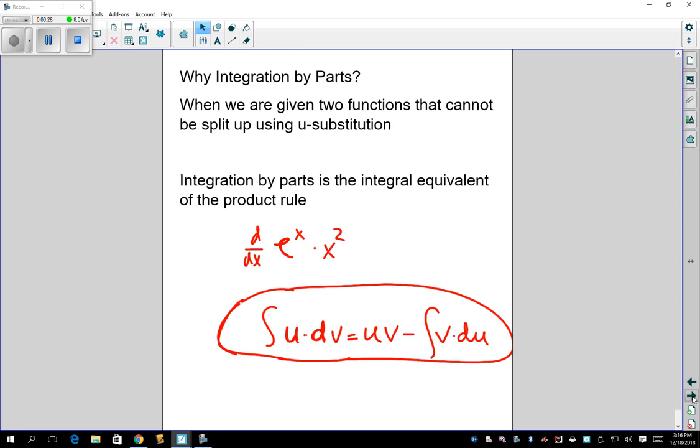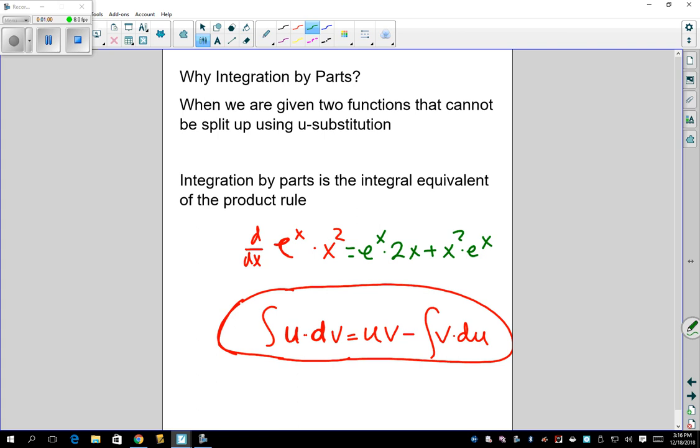All right. So integration by parts. We need to use integration by parts when we're given two functions that cannot be split up by substitution. And it's basically our integral equivalent of the product rule. So if I look at trying to figure out the derivative of e to the x times x squared, I need to use the product rule because I have two different functions. And so I take the first times the derivative of the second plus the second times the derivative of the first.